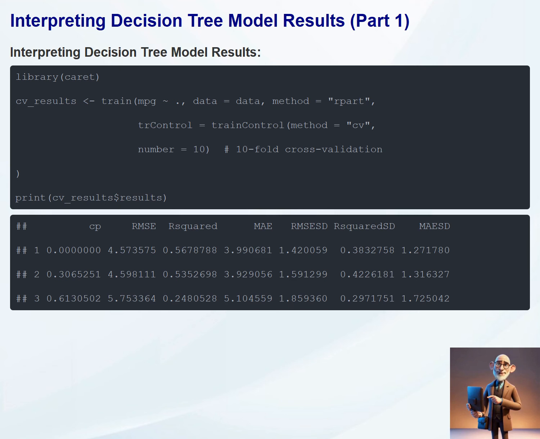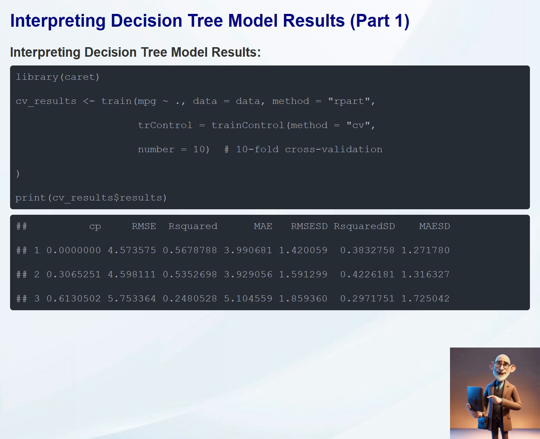RMSE. This metric measures the average magnitude of the residuals between predicted and actual values. A lower RMSE indicates better predictive performance. Residual standard deviation. This represents the standard deviation of the residuals, providing insights into the spread of prediction errors. R-squared. The proportion of the variance in the dependent variable that is predictable from the independent variables. A higher R-squared value indicates a better fit of the model to the data.